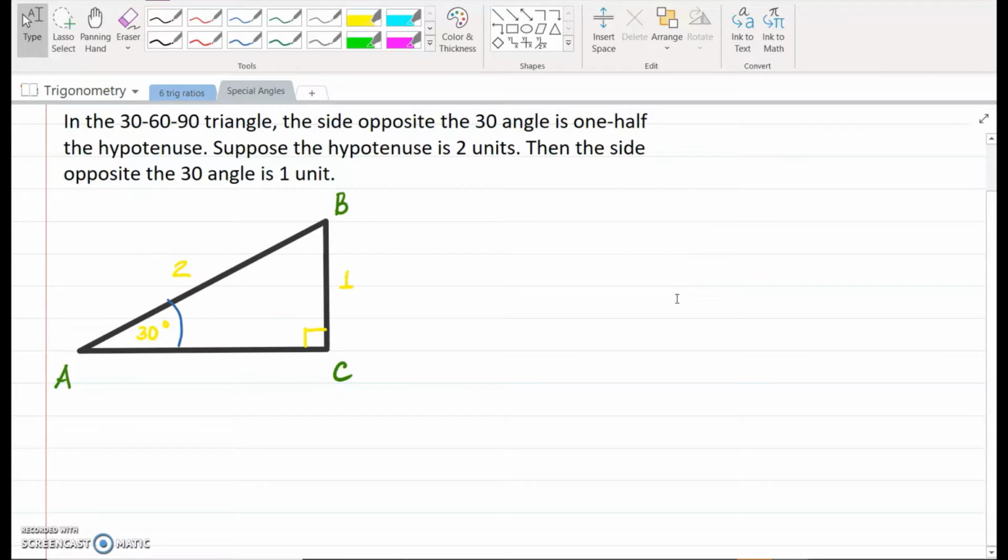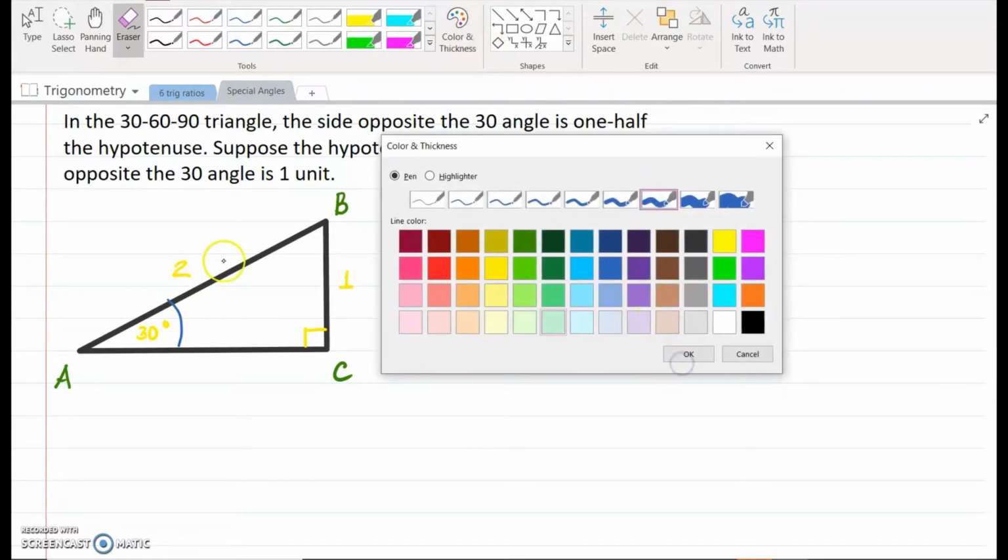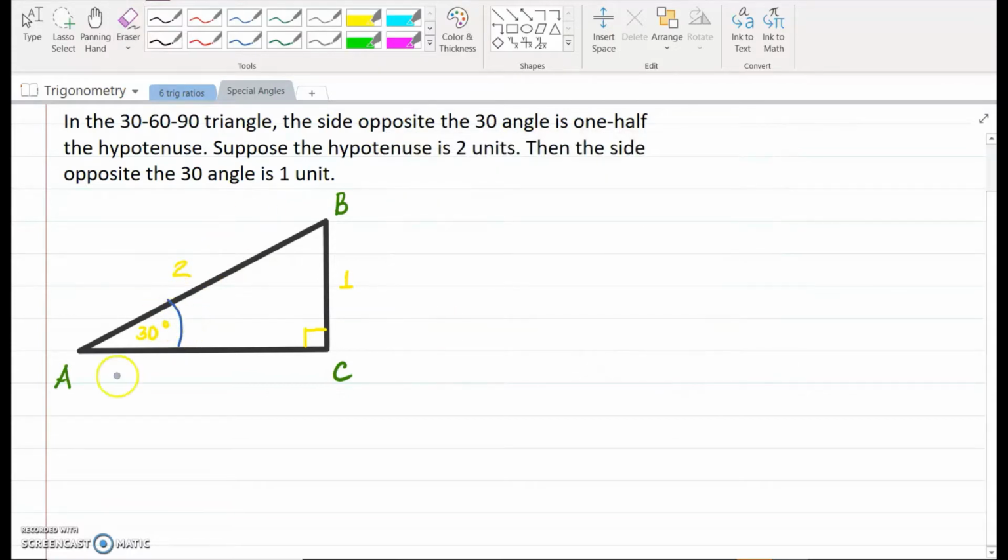So in the 30-60-90 triangle, the side opposite the 30 angle is 1/2 the hypotenuse. Suppose the hypotenuse is 2 units, then the side opposite the 30 angle is 1 unit. So as you can see here, we have triangle ABC with angle C as our right angle, and we have angle A as 30 degrees. So we have here a 30-60-90 triangle. So the opposite of 30 degrees is 1, which is half of the hypotenuse.